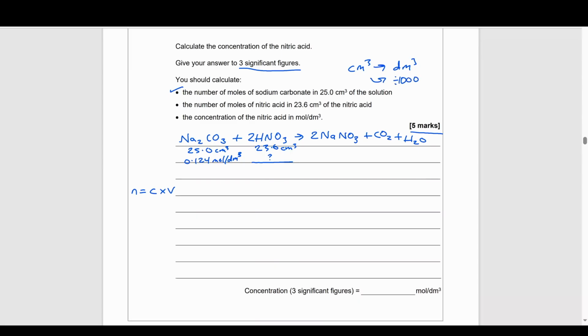So 25 centimeter cubed would actually be 0.025 decimeter cubed. So there's our volume. We're going to multiply that by the concentration of sodium carbonate, which is 0.124 moles per decimeter cubed. Plugging that into our calculator now, that will allow us to calculate a moles. Our number of moles then of sodium carbonate will be 0.0031 moles.